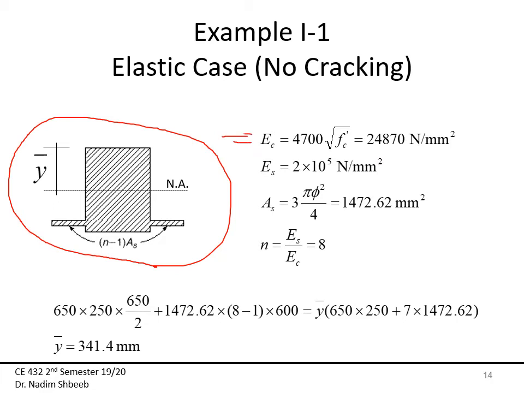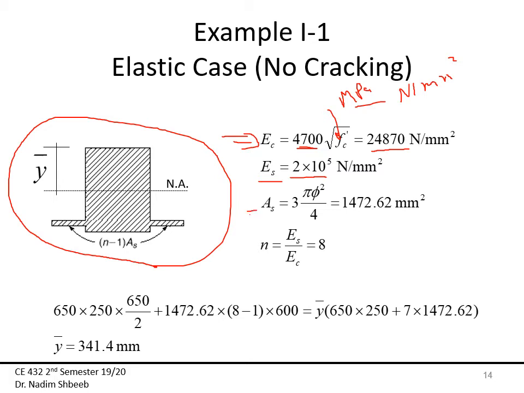First of all, I need the modulus of elasticity of concrete, and this is equal to 4,700 square root of f prime c. F prime c here must be in megapascals, or Newton per millimeter square. If that's not the unit over here, then you cannot use this factor because this is different from the British or the US customary units. So this will give me the modulus of elasticity of 24,870 megapascals. The modulus of elasticity for steel is 2 times 10 to the 5 megapascals, or 200 gigapascals.